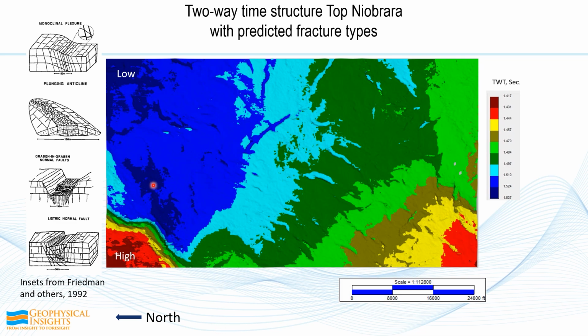To the left is an inset from Friedman and others on the Austin Chalk, showing the kind of fractures that you would predict for various structural features. And again, with the benches, the fracture, porosity, and permeability are an important component of production.